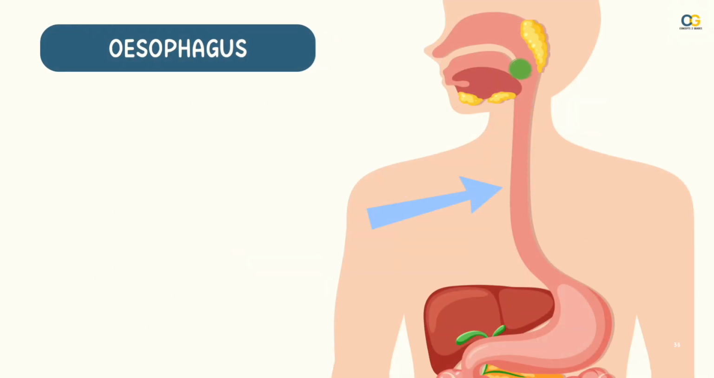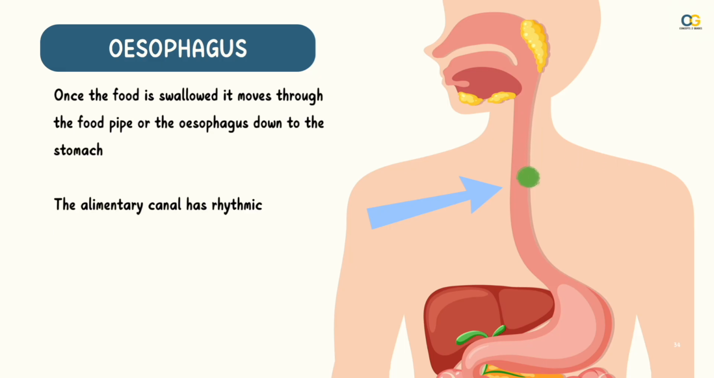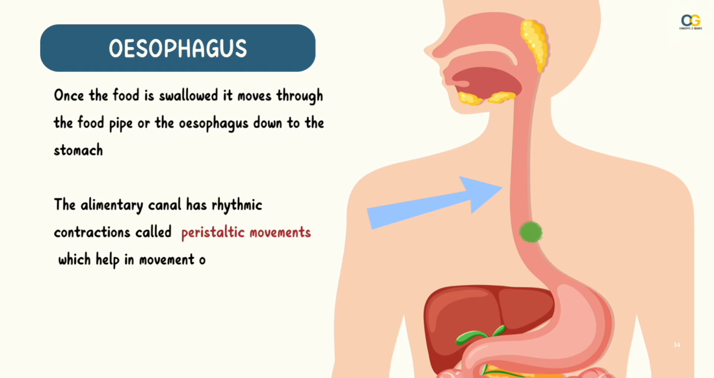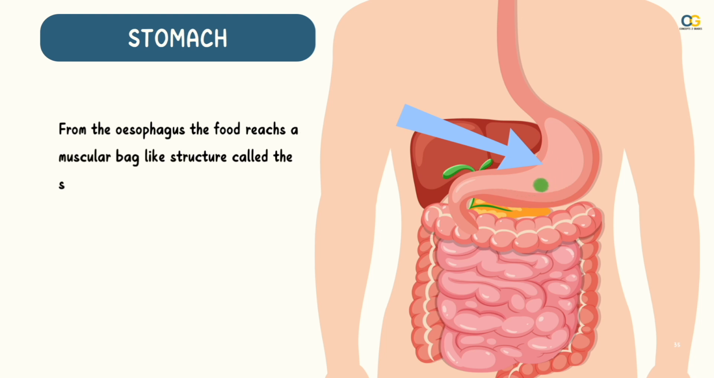Esophagus. Once the food is swallowed, it moves through the food pipe or the esophagus down to the stomach. The alimentary canal has rhythmic contractions called peristaltic movements which help in movement of food along the digestive system. From the esophagus, the food reaches a muscular bag-like structure called stomach. Now, the stomach lining releases acids and enzymes which help in digestion of food.